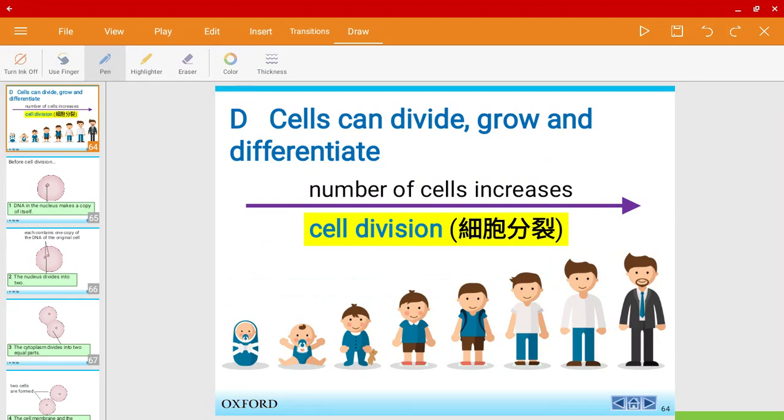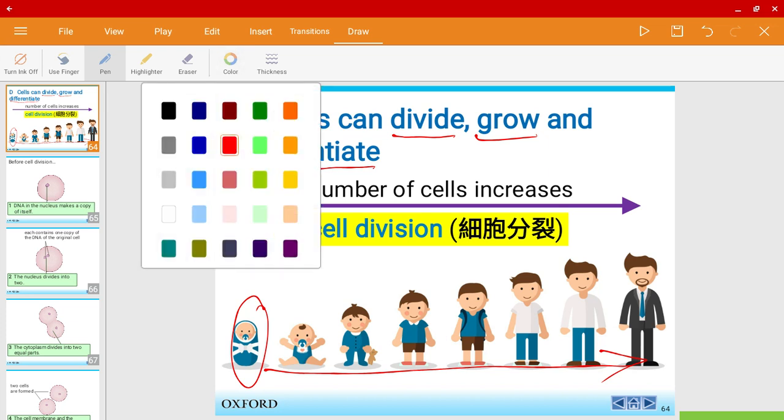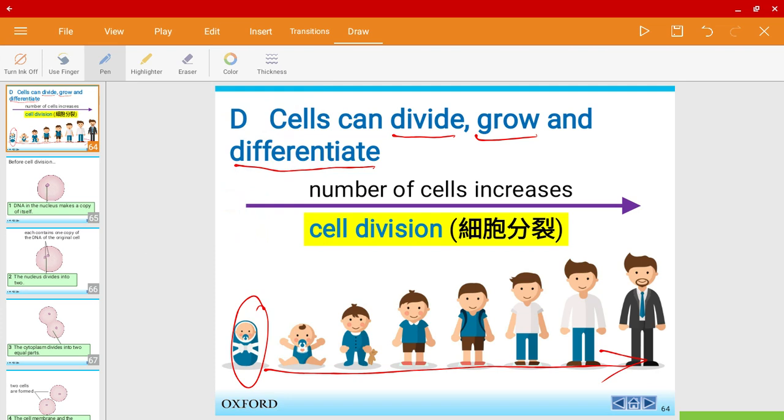In this video, we're going to talk about how cells are able to divide, grow, and finally differentiate. I'll talk more about differentiate later on, what it means. However, before we begin, I want you to look at this diagram. I'm pretty sure you're wondering, is this the same baby? And then it grew up bigger and stronger? The answer is yes. And how is this possible? This is due to a process called cell division. Cell division, simply put, is the number of cells increasing.